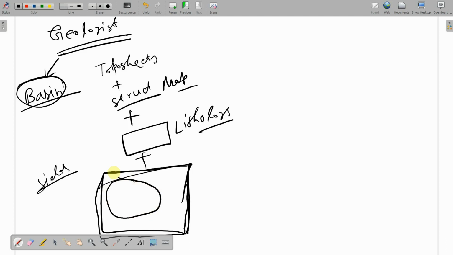Shivpur has a potential of having, suppose Shivpur में तो कभी नहीं होगा, Shivpur has the potential of having some petroleum. Okay. Or it could contain some places where the petroleum or oil traps are there. After that, sometimes they also use the airborne survey.